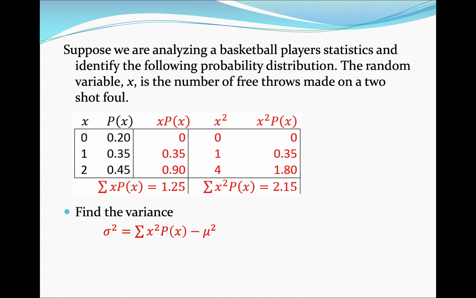So to calculate this, once you get that 2.15, then it's very straightforward because we know the sum of x squared times p of x is 2.15. We already figured out the mean. It's 1.25, so we need to take that 2.15 minus the mean of 1.25 squared, and that will give us our variance. And you can see that our variance in this case is 0.588 if you round to 3 decimals.